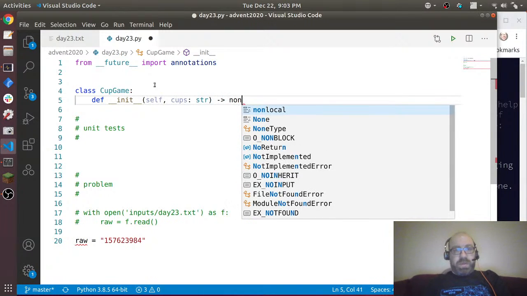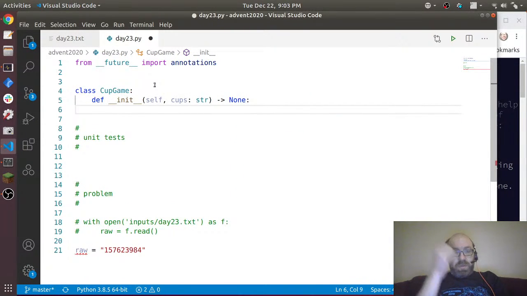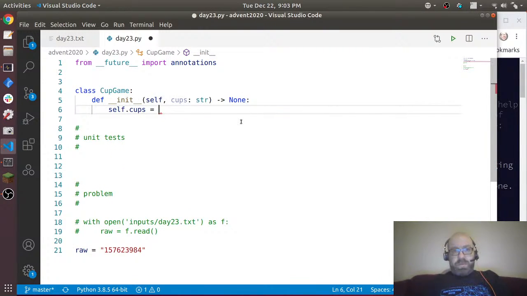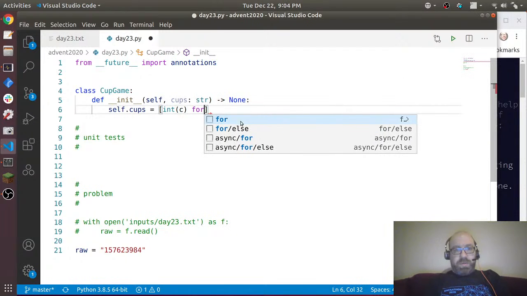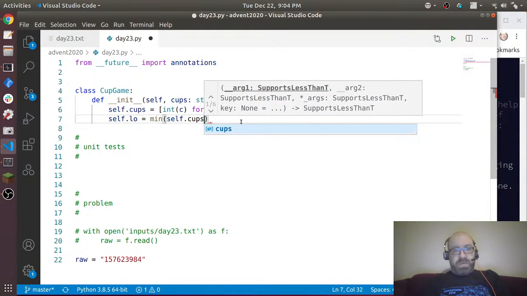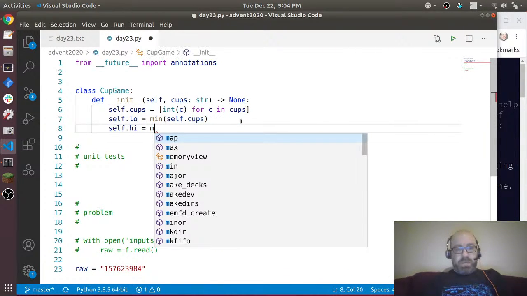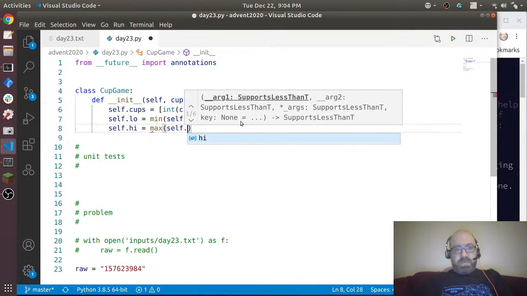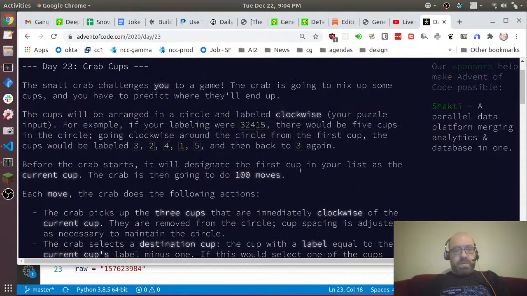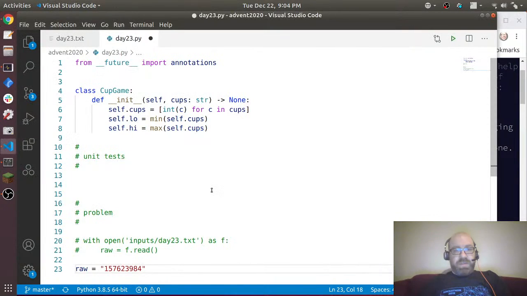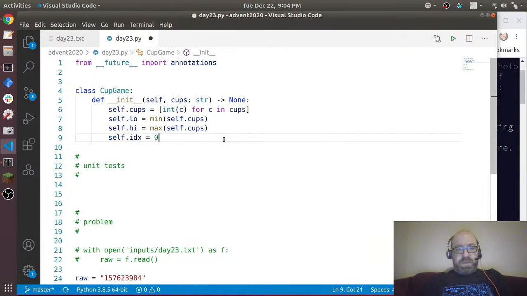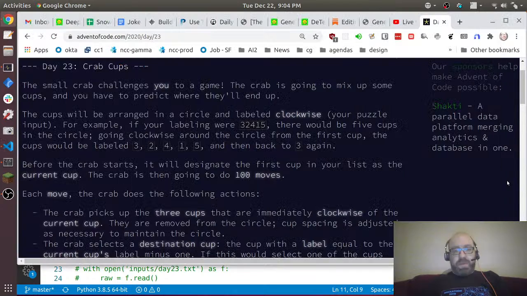And we're going to do 2 things. self.cups equals int(c) for c in cups. self.low equals min of self.cups. self.high equals max of self.cups, because I'm going to want to use these things. And it will designate the first cup in your list as the current cup. So I'll say self.index equals 0, and I'll just work with the index.